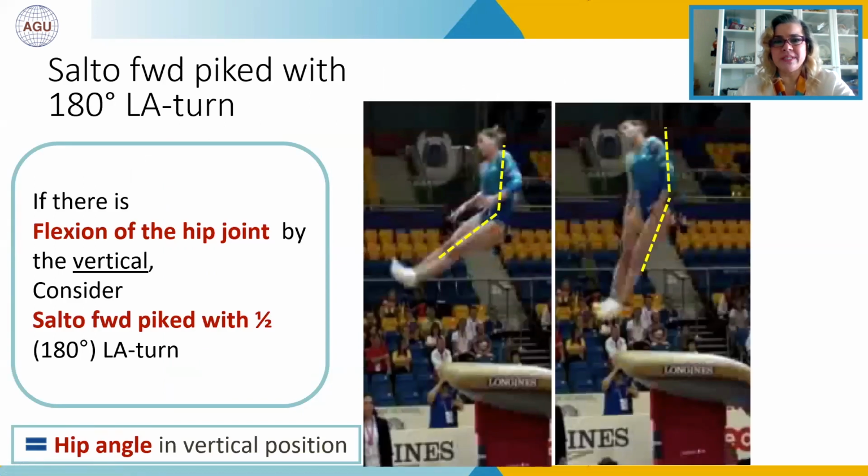And when do we consider it piked with half turn? If there is a flexion of the hip joint by the vertical, then we consider it salto forward piked with half turn. As you can see here in the picture, she started to have flexion in the hip and she continued this way. So we consider it pike with half turn. So the hip angle in vertical position is the decisive point, the criteria to consider it pike salto with half turn.